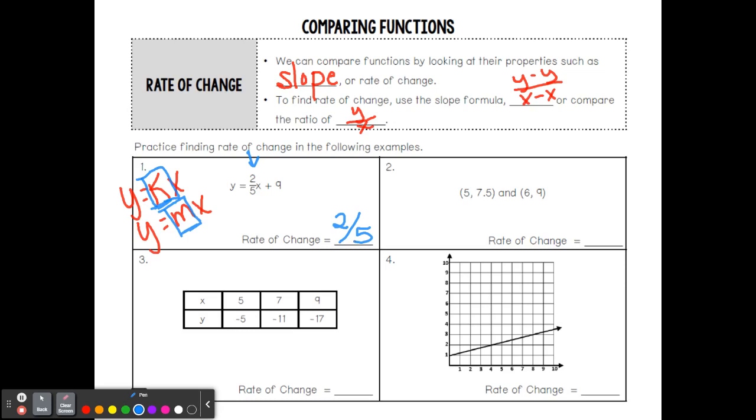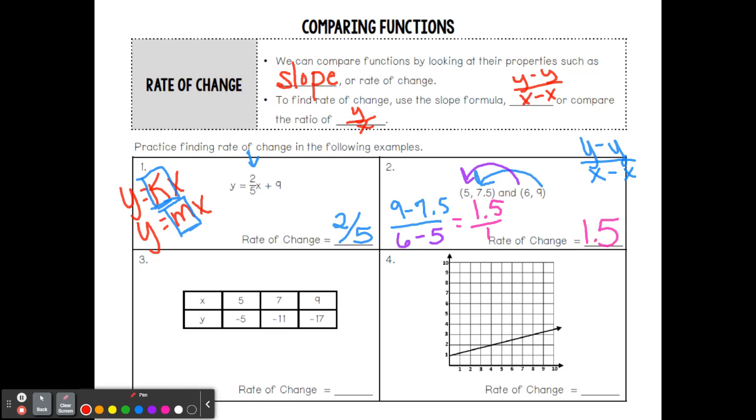Okay. For number 2, then we're going to use the slope formula. So y minus y over x minus x. Okay. So 9 minus 7.5 over 6 minus 5. Okay. So then that gives me 1.5 over 1, which becomes 1.5.